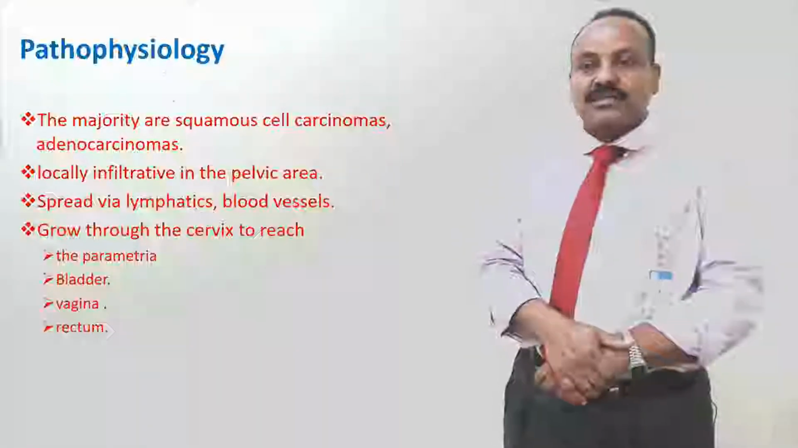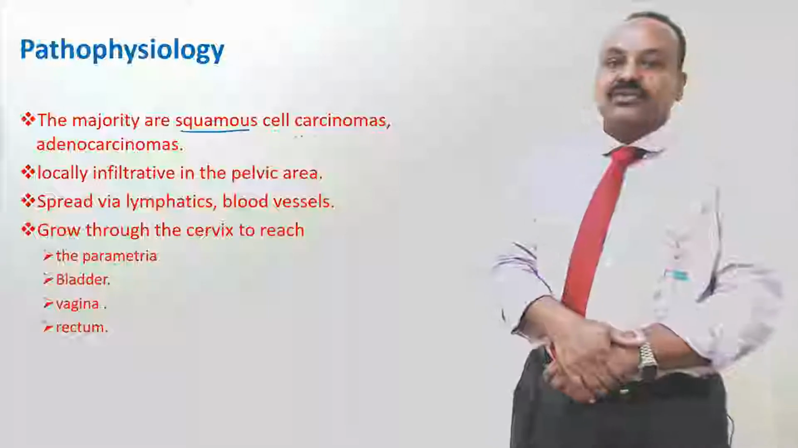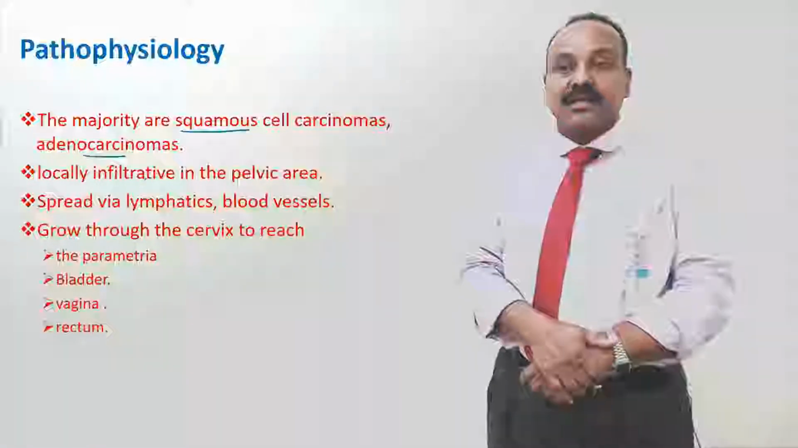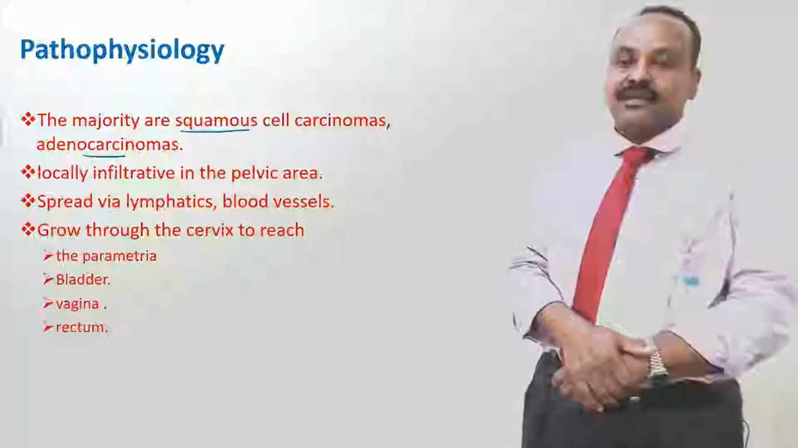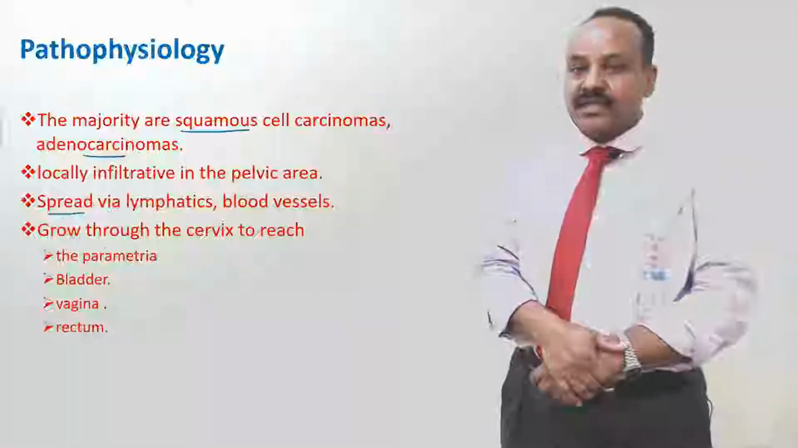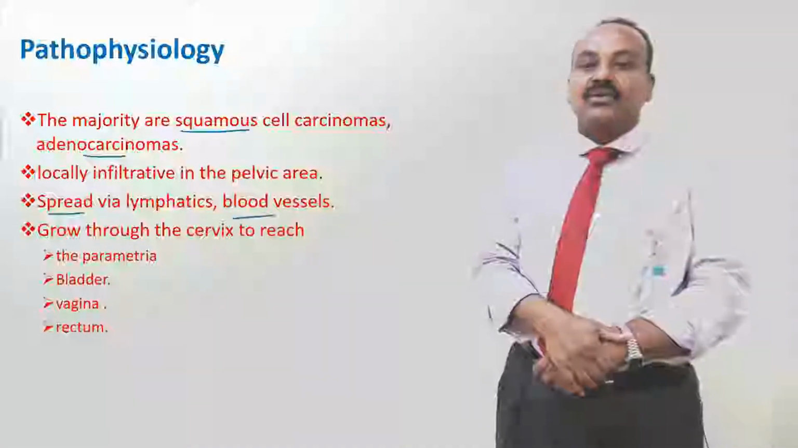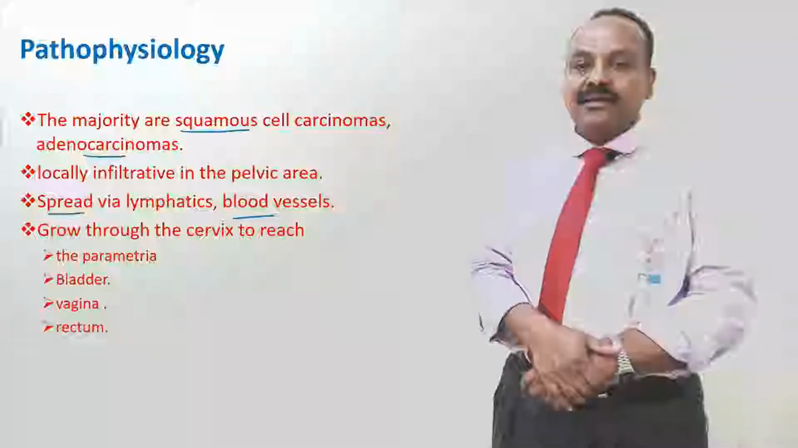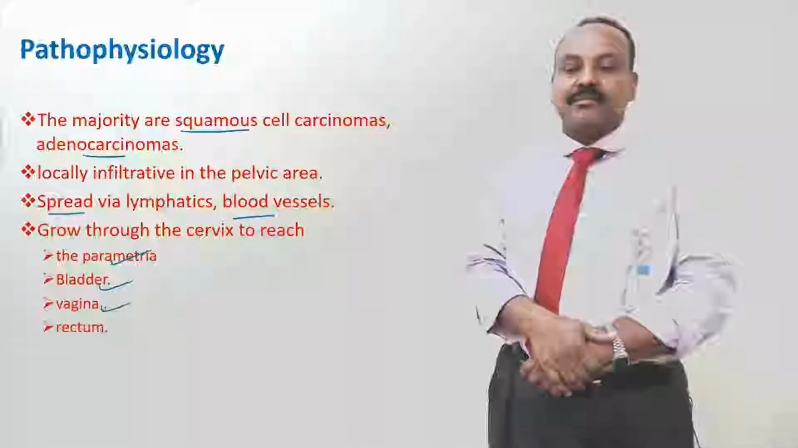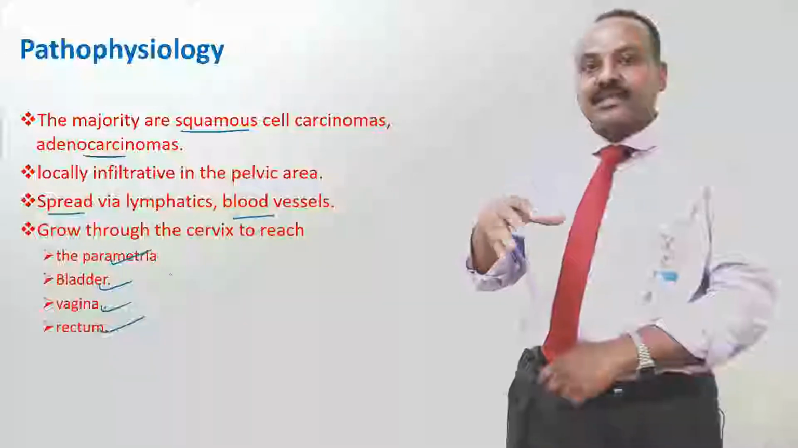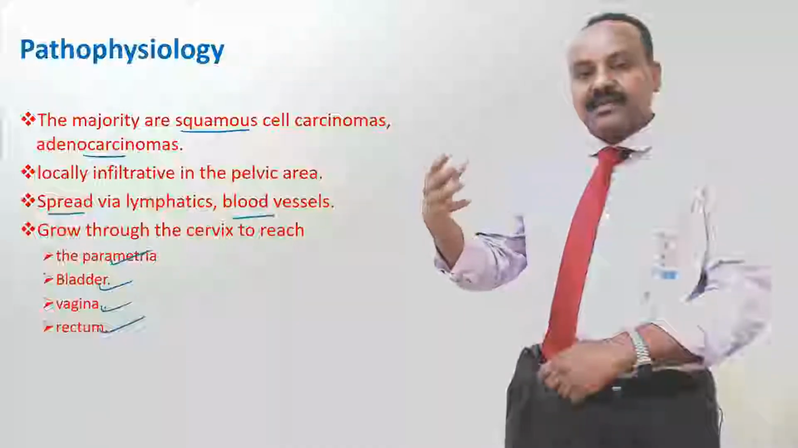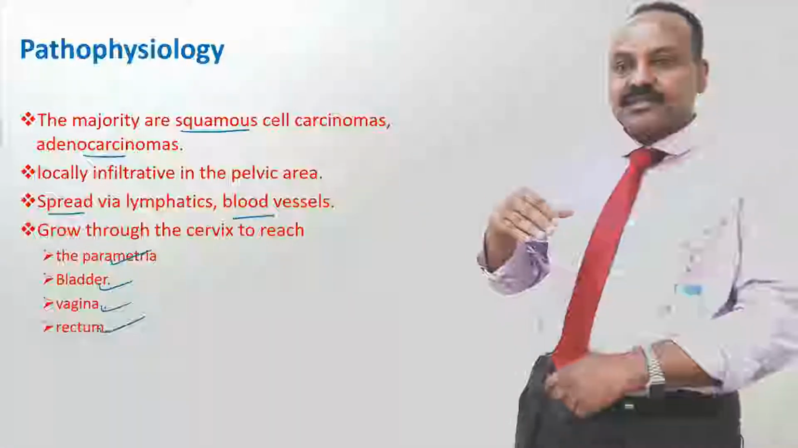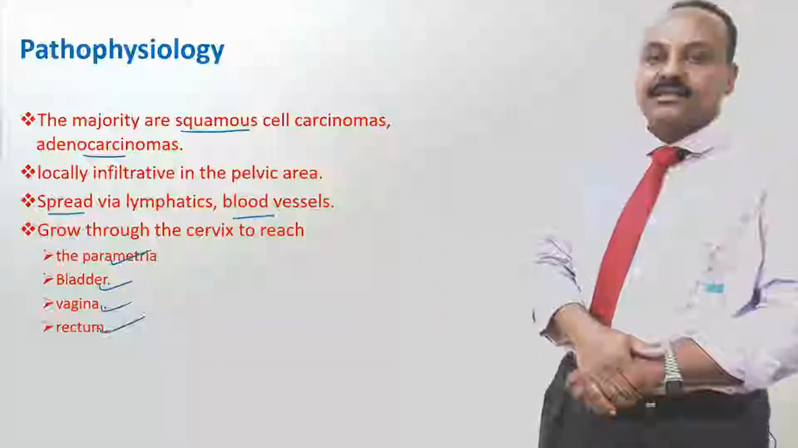What is the pathophysiology? The majority are squamous cell carcinoma, as I told before, and adenocarcinoma. It is locally infiltrative in the pelvic area and spreads via lymphatics and blood vessels. Carcinoma of the cervix can grow through the cervix to reach the parametria, bladder, vagina, and rectum. The parametria is the tissue around the vagina. It spreads locally from the cervix to the vagina and the parametria, and can even reach the bladder, the upper third and lower third of the vagina, and the rectum.